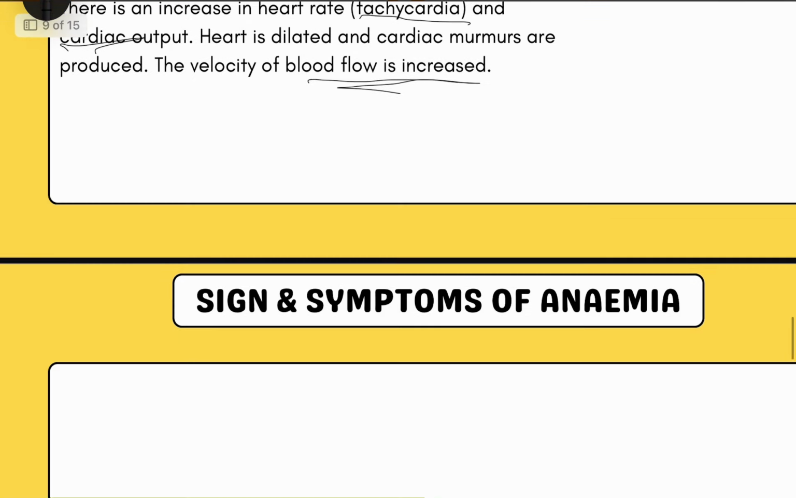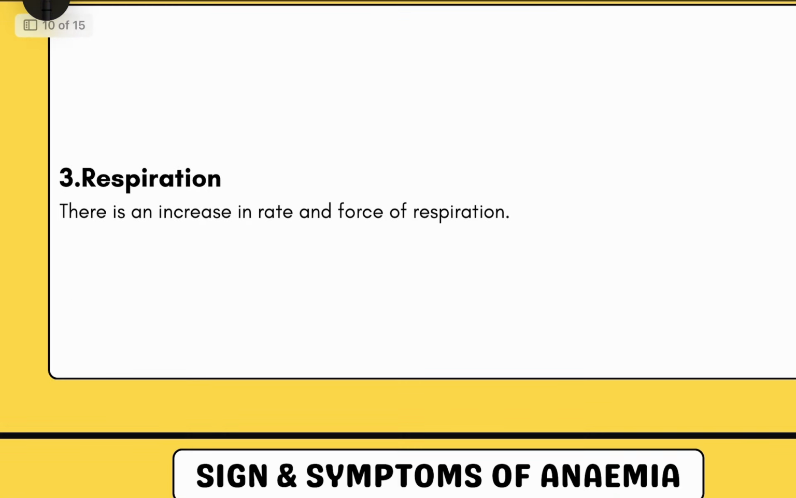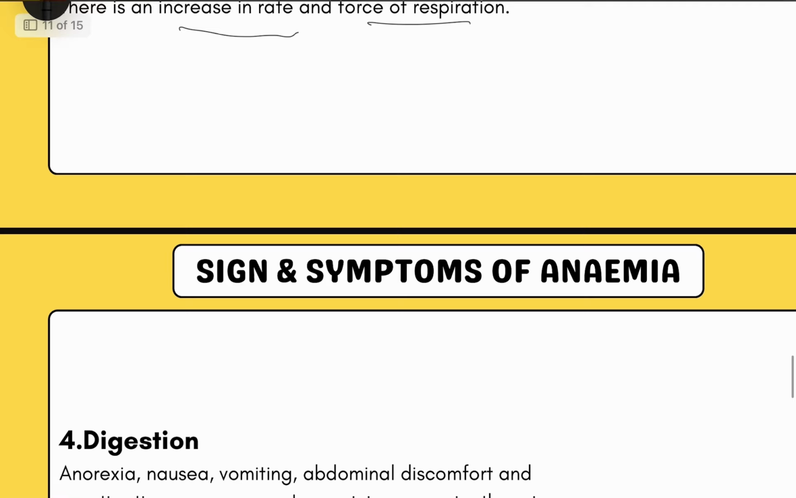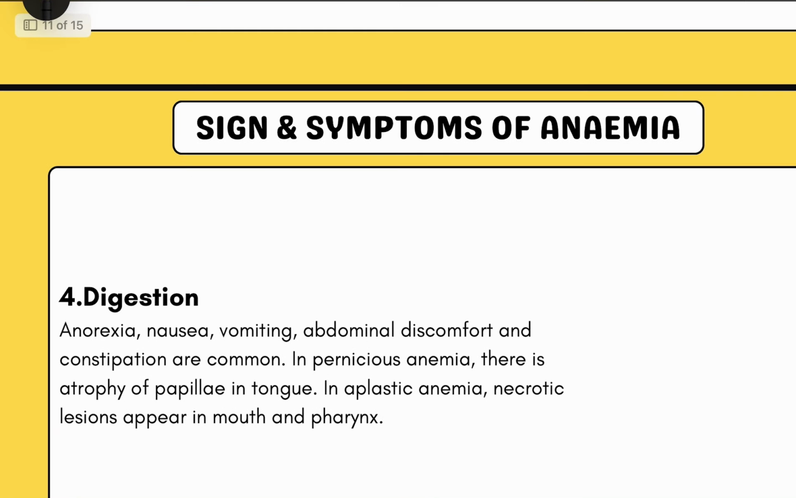Definitely. Again, over the respiration, there is increase in rate and the force of respiration due to the similar explanation as above. In digestion, the anemia causes the following symptoms such as anorexia, nausea, vomiting, abdominal discomfort and constipation. These are the most common features.